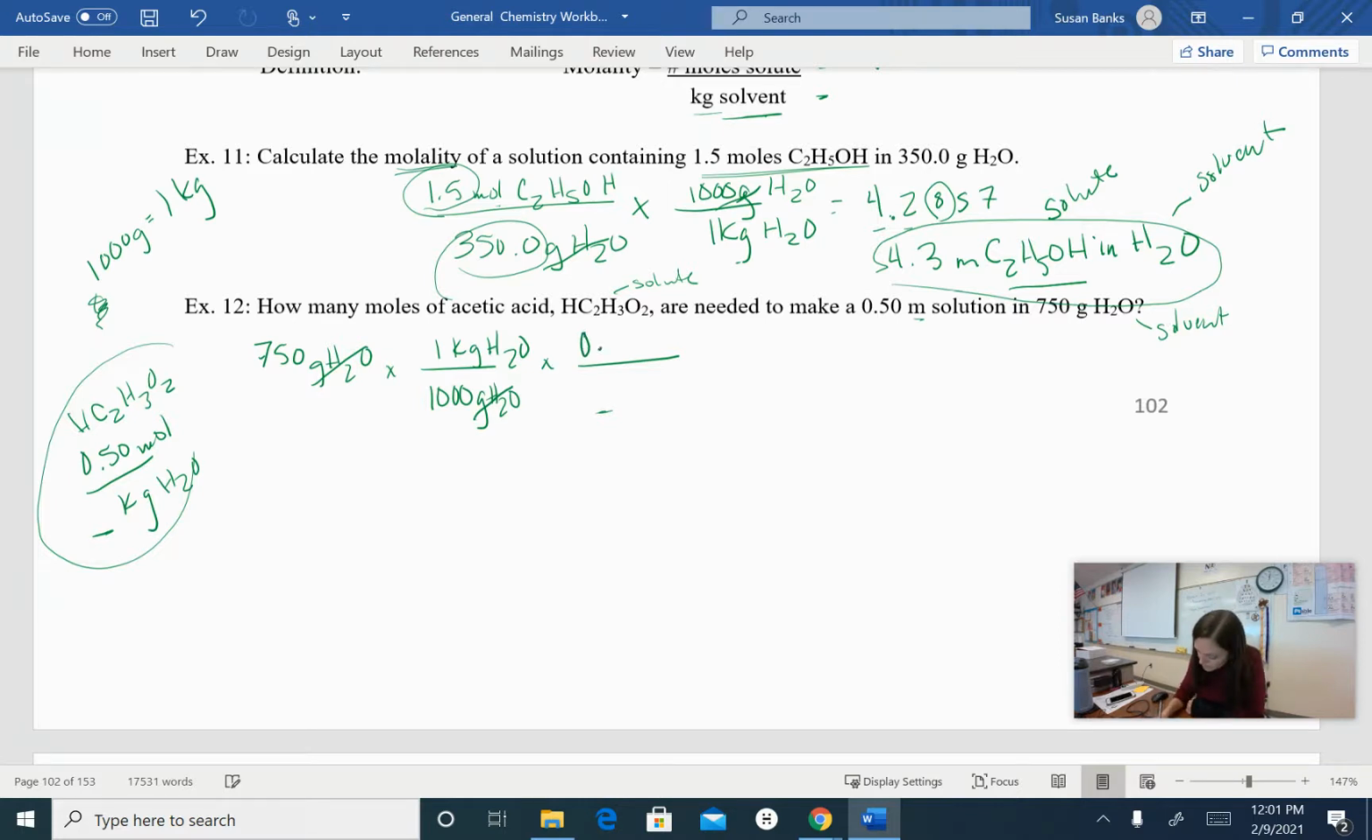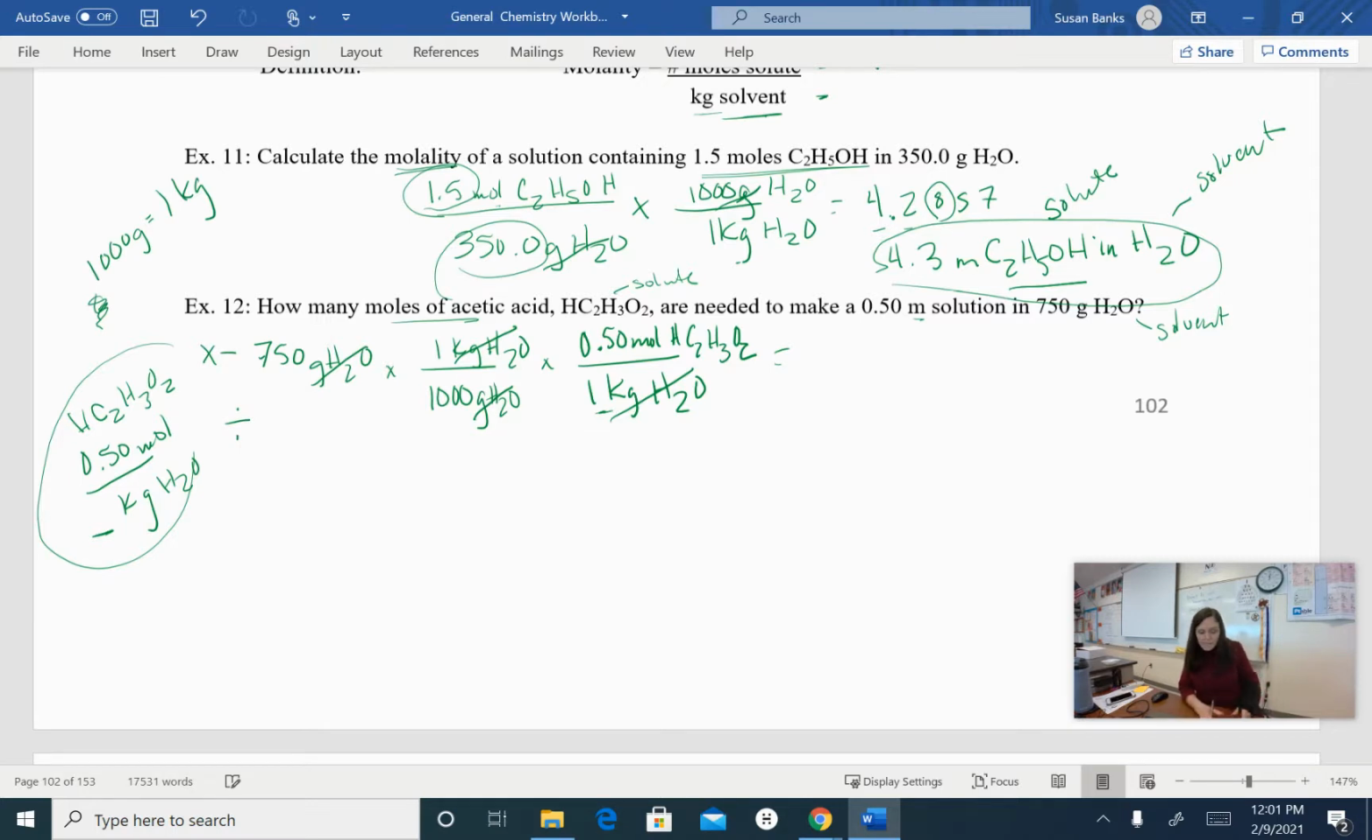So I'm going to use my ratio, 0.50 moles of acetic acid are in 1 kilogram of water. Notice my kilograms of water cancel, and I just have moles of acetic acid left, which is what I'm asking about. So mathematically, everything on the top, remember, is a multiplier, and everything on the bottom is a divider.